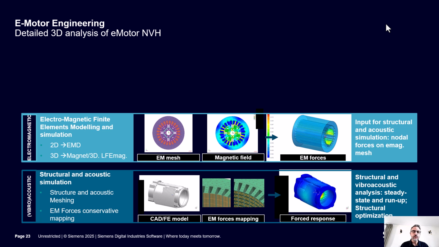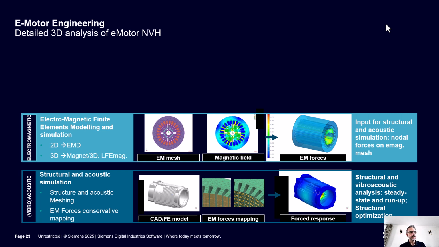From there, we will assess the vibrations, and we will then evaluate the vibroacoustic performance of the electric motor. This can be done for different conditions like stationary, fixed RPM, or run-up, run-down with different torque conditions, and so on.